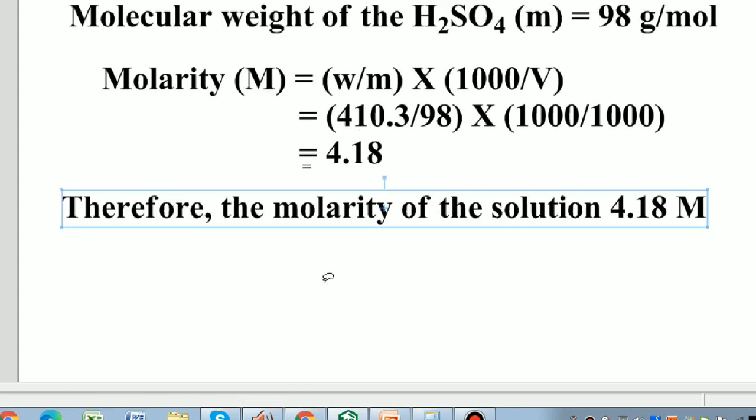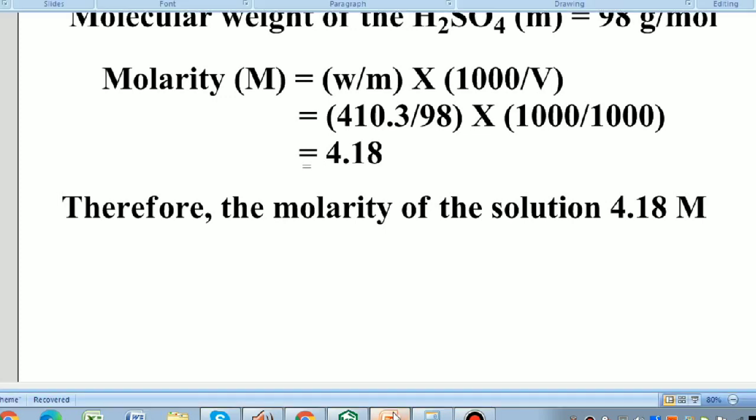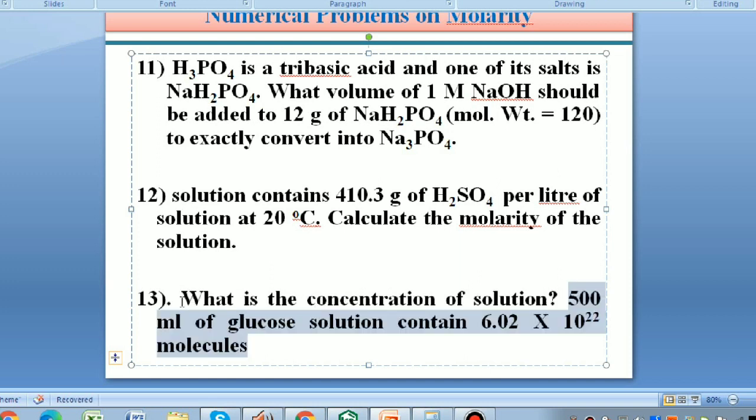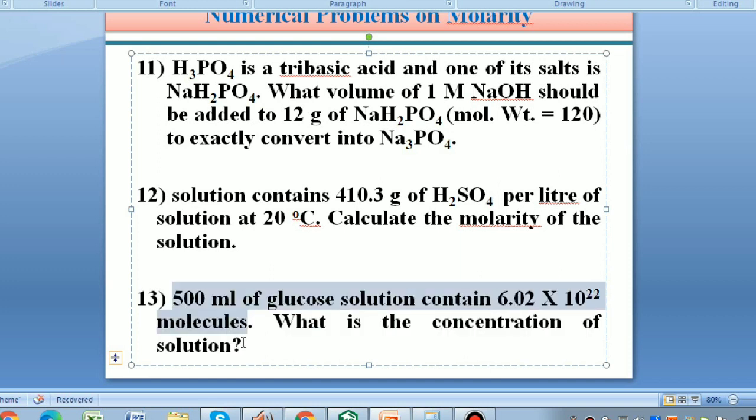Okay, students. Next problem. 500 ml of glucose contain 6.02 into 10 to the power of 22 molecules. What is the concentration of the solution? So students, here the number of molecules is given and the volume of the solution is also given. So first we can write the problem.